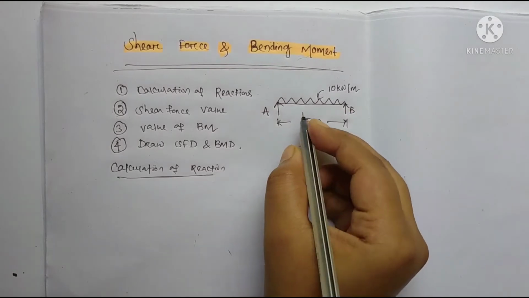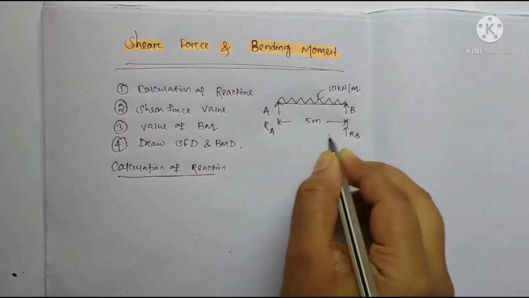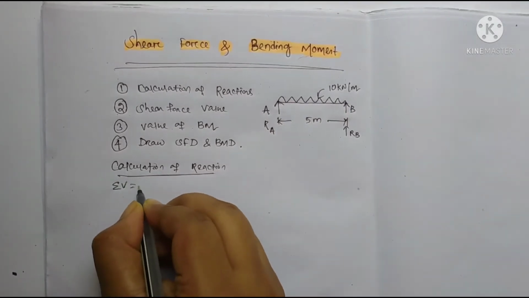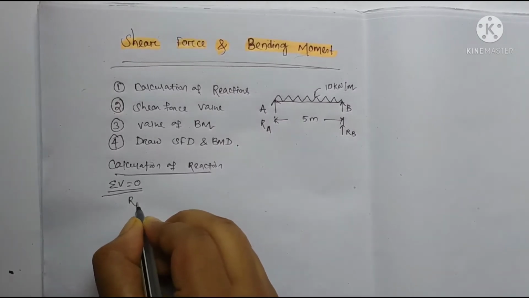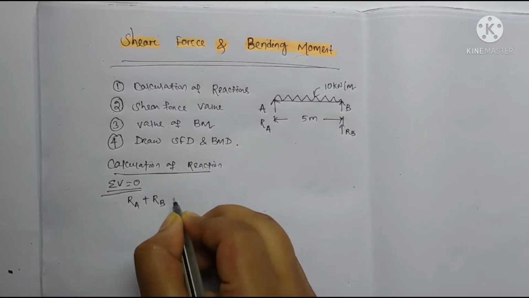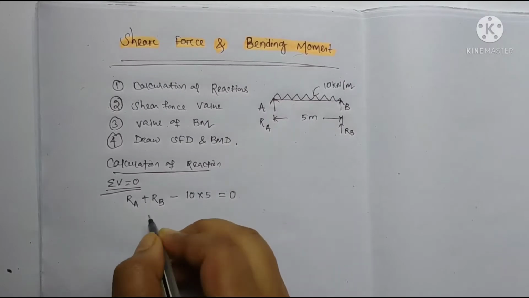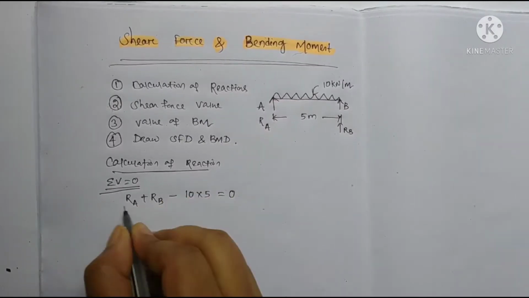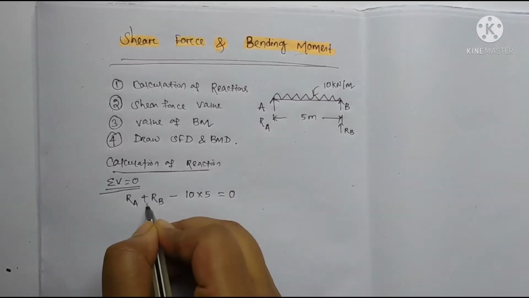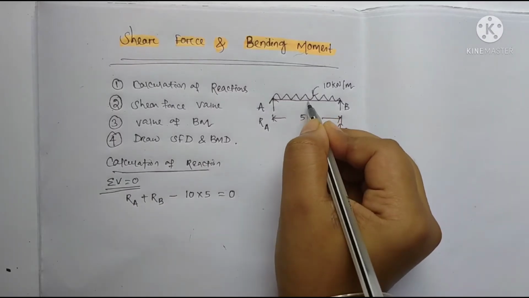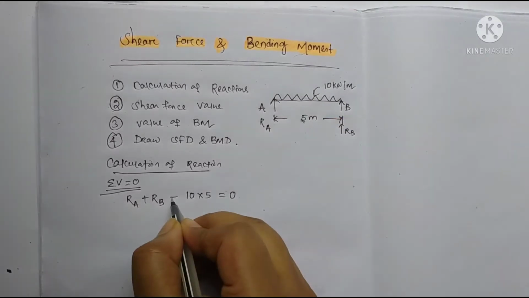It is a simply supported beam, so the reactions are RA and RB. First, we put the equilibrium equation summation of V equal to 0. That is RA plus RB minus 10 into 5 equal to 0. Now let me explain how we get this. RA and RB are upward forces, so we take them positive. The uniformly distributed load of 10 kN per meter is a downward force, so I take it negative.